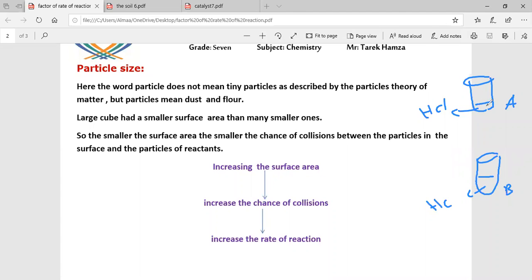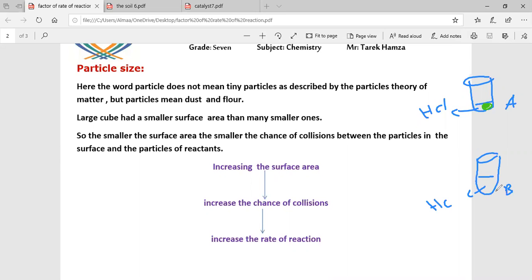Okay, but here put a cube, 1 gram of iron in the form of a cube. Okay, 1 cube, but it has the same mass as the tiny particles of iron.